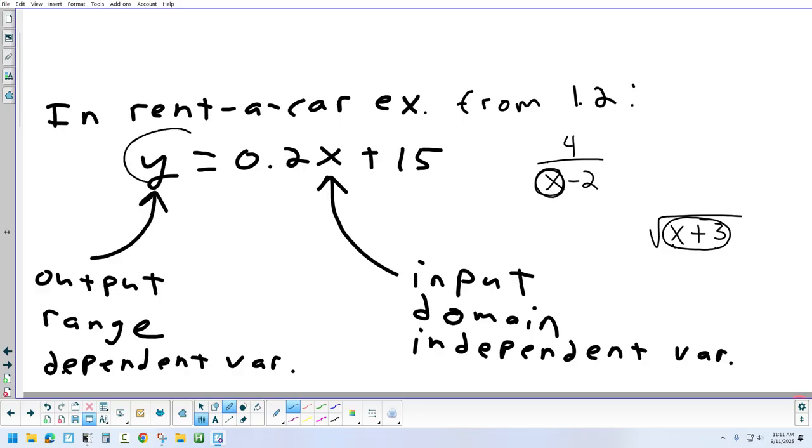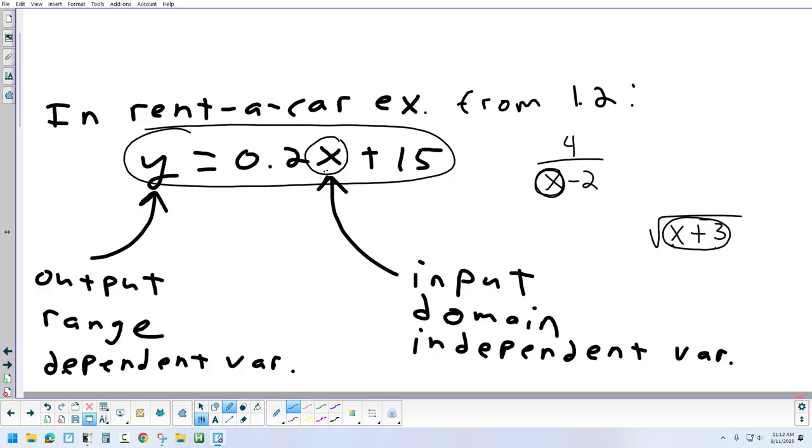A problem like this, technically you could say the domain is all real numbers. There's no square root here, and there's no fraction with a letter in the bottom. Now, practically though, x was mileage. So in terms of the word problem, what numbers would make sense for x?